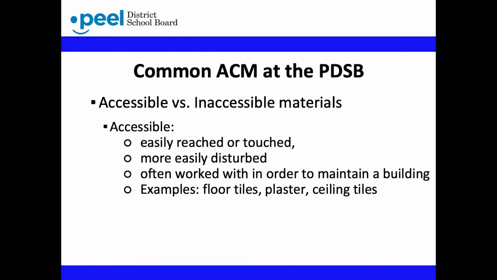It is important to understand the types of asbestos-containing materials at the PDSB and what types of materials are tested as part of an asbestos survey. When an asbestos survey is created, accessible materials are tested. Accessible means materials that are easily reached and touched, and therefore easily disturbed, or are often in need of repair or may need to be disturbed as part of the general maintenance of a building.